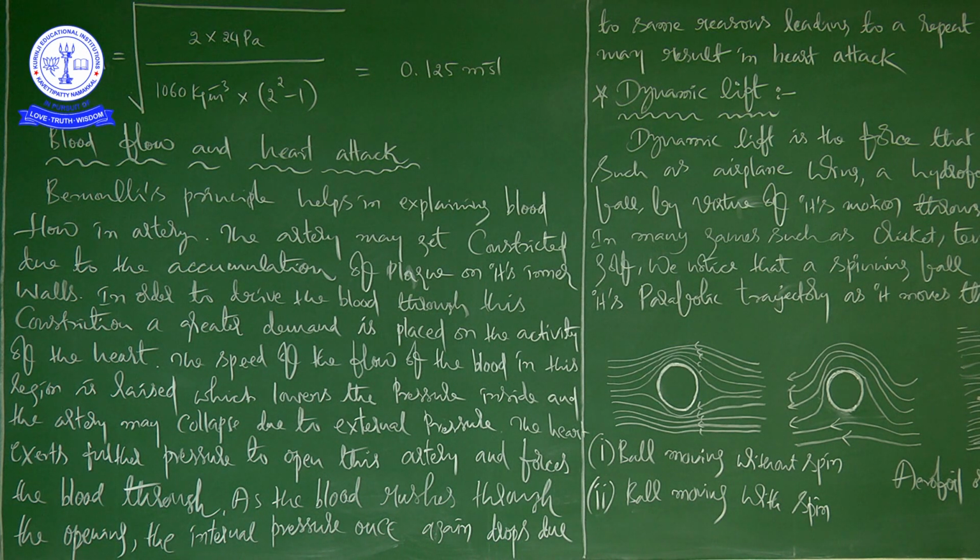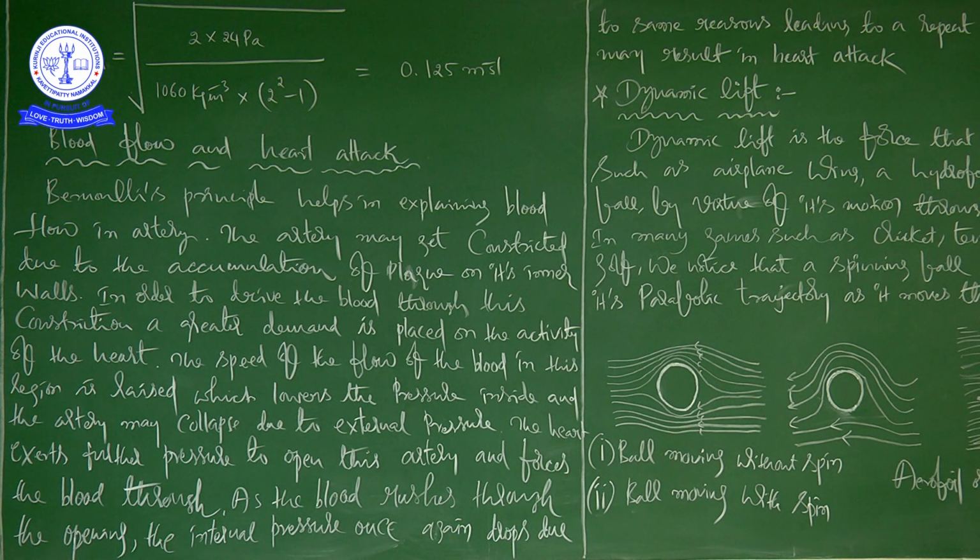So, what is the reason? See, this is the accumulation of plaque on its inner walls. That is the main reason. When there is no chance for the blood to flow properly, the heart exerts more pressure. Even though the heart exerts more pressure, at that point it overcomes. But at some other point, the same problem will come, and then it will lead to a heart attack. That is, as the blood rushes through the opening, the internal pressure once again drops due to the same reasons, leading to a repeated collapse. This may result in heart attack.